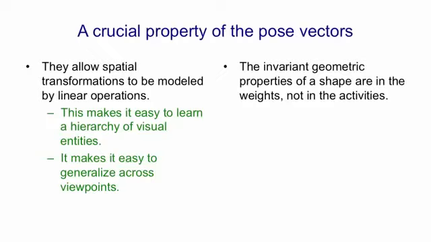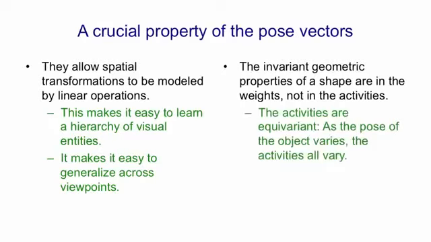So we want to get the invariant properties of a shape into the weights, and we want to have the pose vectors in the activities, because when we change viewpoint, all those pose vectors are going to change. So rather than trying to get neural activities that are invariant to viewpoint, which is what the pooling in a convolutional net is trying to do, we're going to aim to get neural activities that are equivariant to viewpoint. As the pose of the object varies, the activities of the neurons vary.